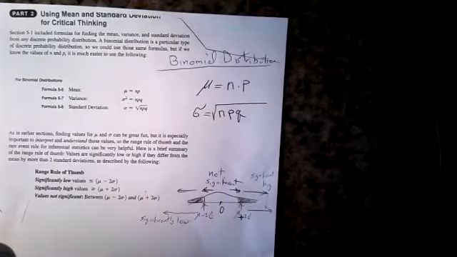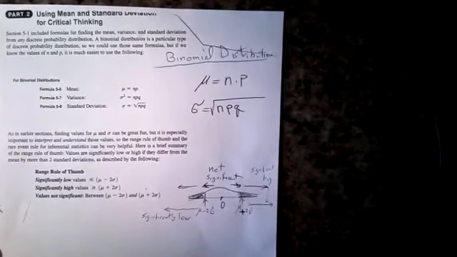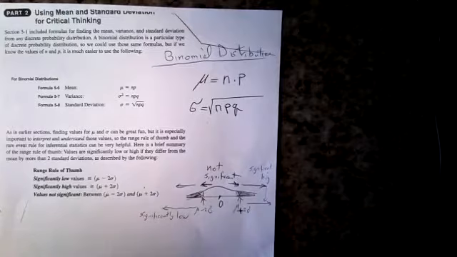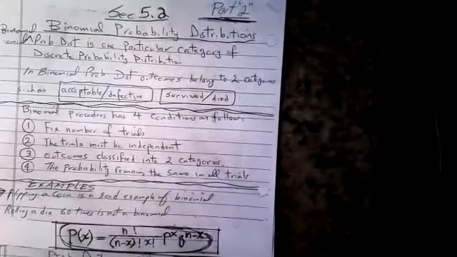Now, this is the last part of chapter 5, which we talk about binomial distribution. And these are the formulas that we use for mean and standard deviations. In the earlier lecture about chapter 5, I showed you this.